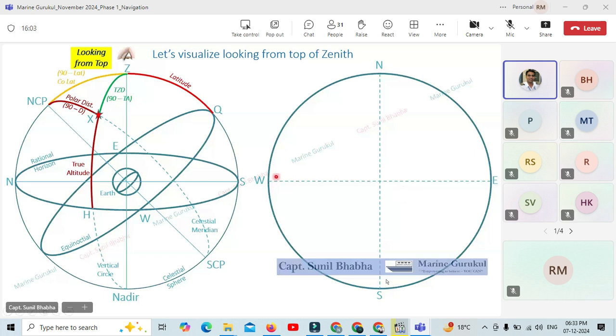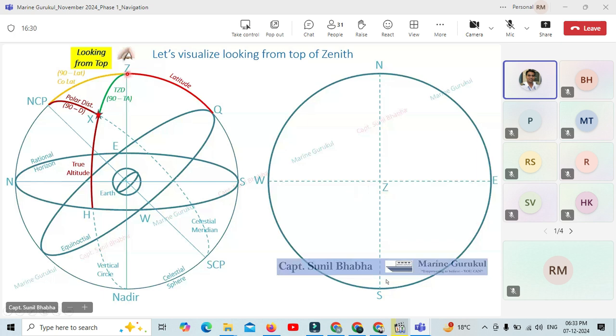And exactly in the center, you will have this Z point. When you look from top, the circumference will be the rational horizon, and this Z point, that is the zenith of the observer, will be exactly in the center. So let us show this Z point exactly in the center here. You have the Z point here at the center.